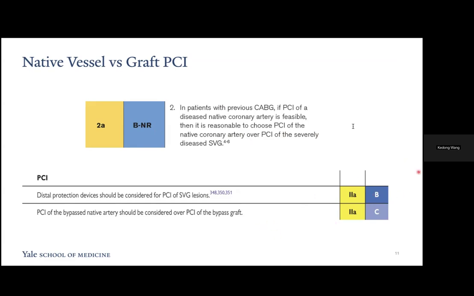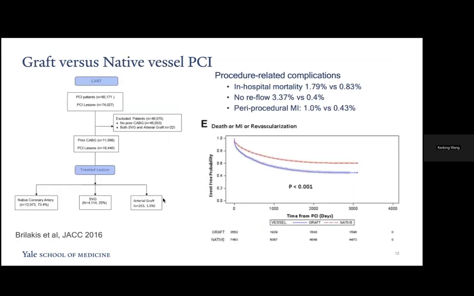The level of evidence is between B and C because a lot of these recommendations are from observational, retrospective studies, and they oftentimes tend to be pretty old studies. So we'll talk more about this. So, most evidence on native vessel versus bypass graft PCI, like I mentioned, comes from observational retrospective studies.